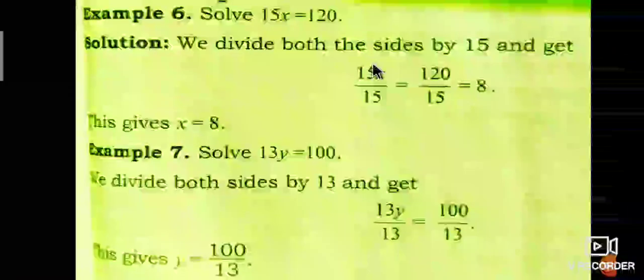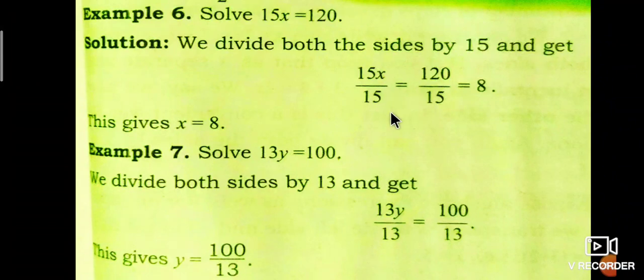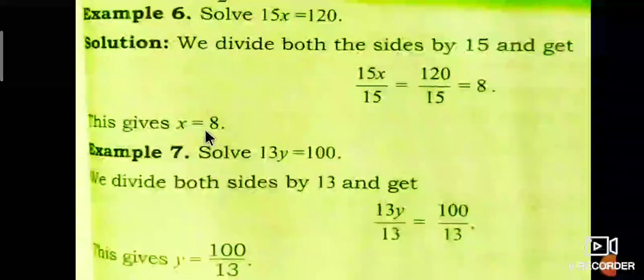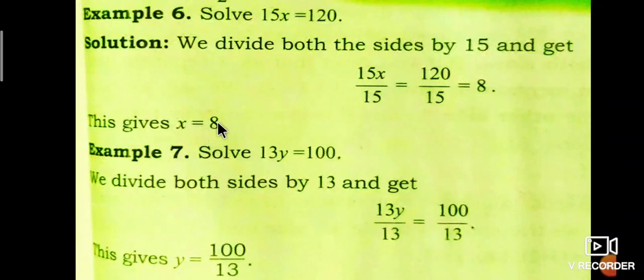The 15s get cancelled. 15 eights are 120. Therefore, x is equal to 8. This is the solution of the linear equation in one variable.